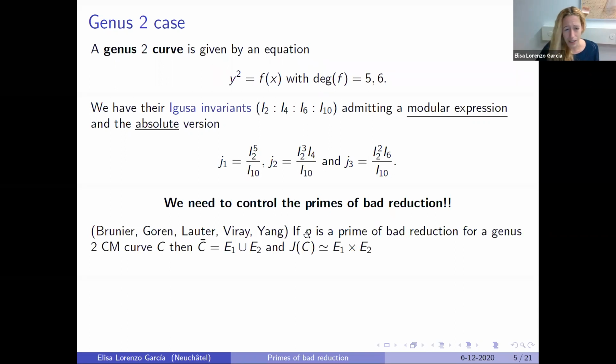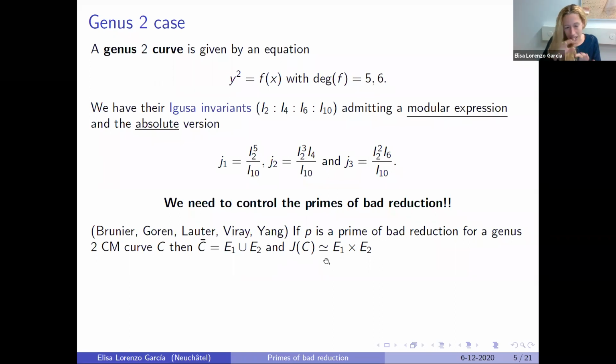I mean, actually it was not trivial at all. Here I'm writing like 5 names, but actually there are a lot of papers. At the beginning it was Goren and Lauter, and there are 2 or 3 papers on this topic. There's then Bruinier and Yang, then Ollion, then Lauter and Viray. And after 5 or 6 papers, they managed to completely understand the primes appearing here and the exponent at which those primes appear in the discriminant. This was not trivial at all.